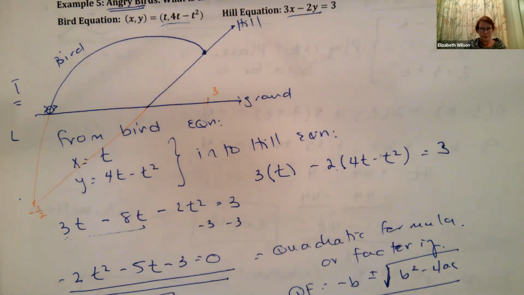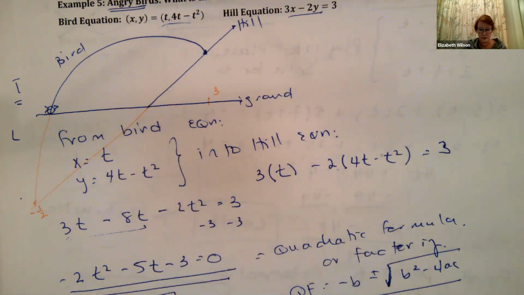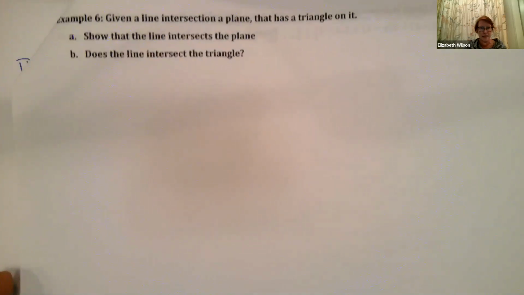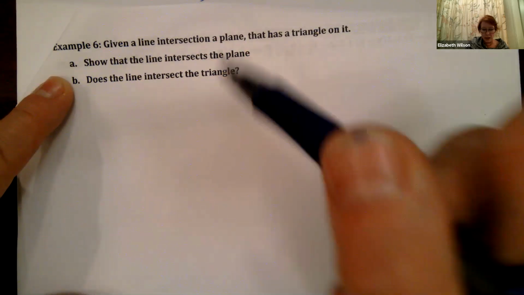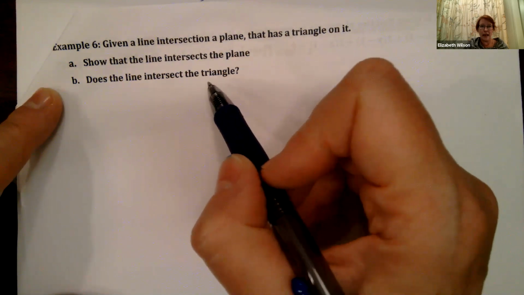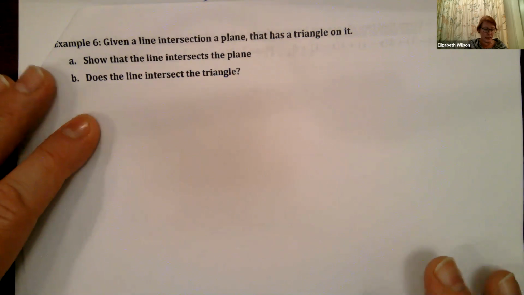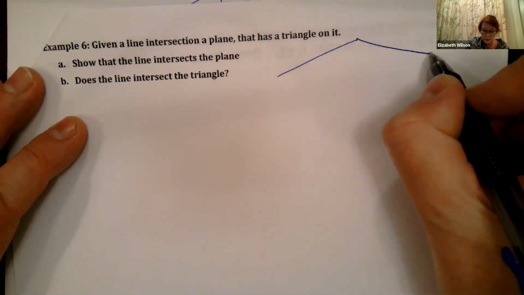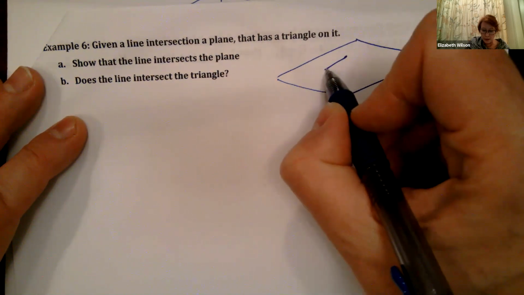Okay, so we did a line and another line. So one type of line and another type of line. And then we're going to take a look at example 6, which is all chapter 1.7. Example 6 is a line intersecting a plane. And we want to know, does the line intersect within the triangle on that plane? So say I've got a plane, and the plane has a triangle on it.